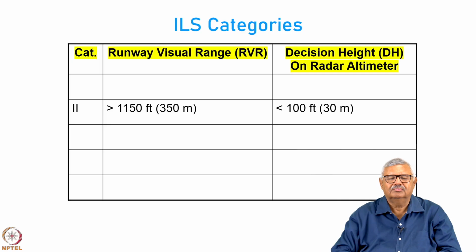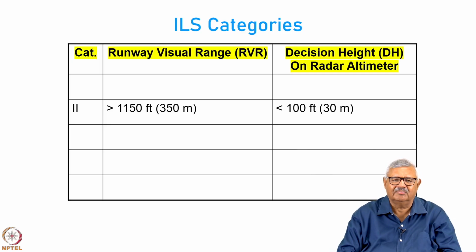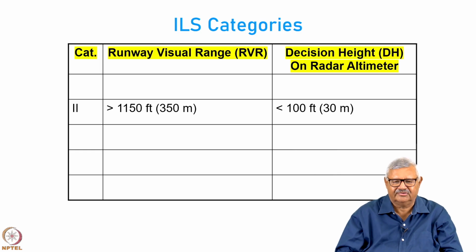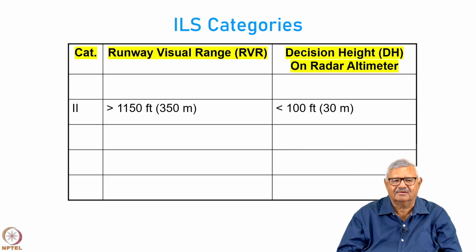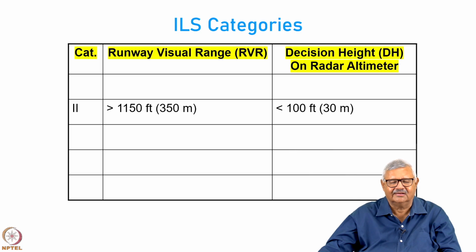In category 2, the runway visual range reduces to 1150 feet or 350 meters and the decision height reduces to 100 feet or 30 meters. So, you are lower compared to the previous decision height, from 200 feet you are at 100 feet, and at that particular altitude, if you are not able to acquire the runway or if the RVR is less than 1150 feet, then you are not supposed to execute a category 2 approach, you have to do a missed approach.